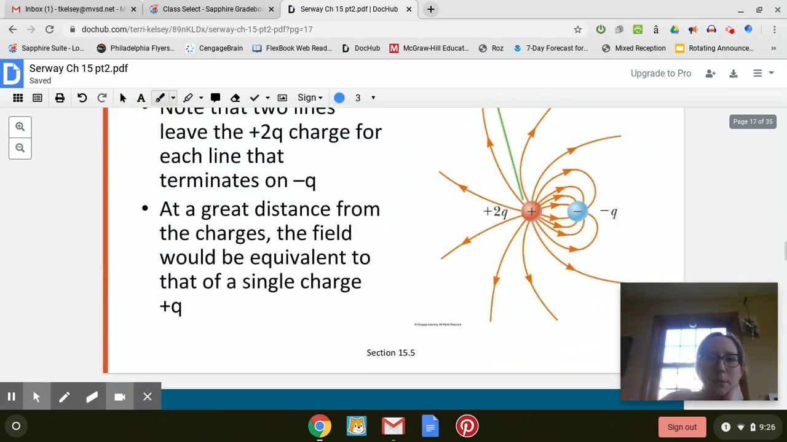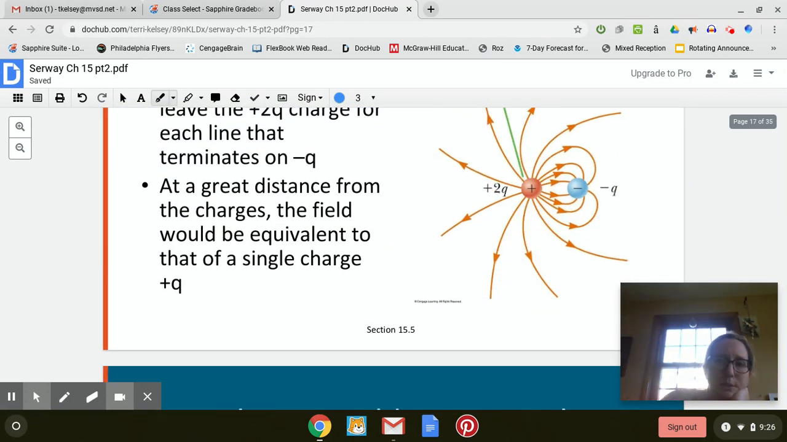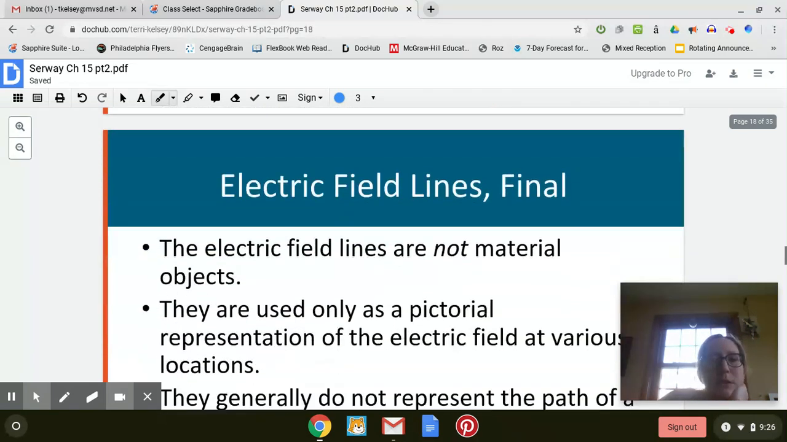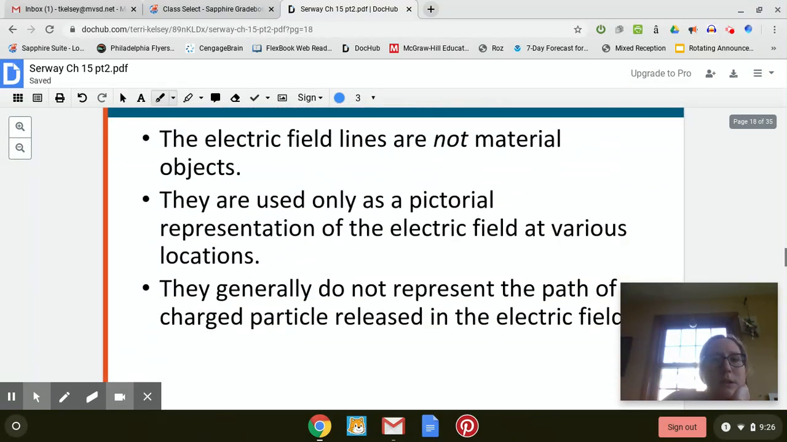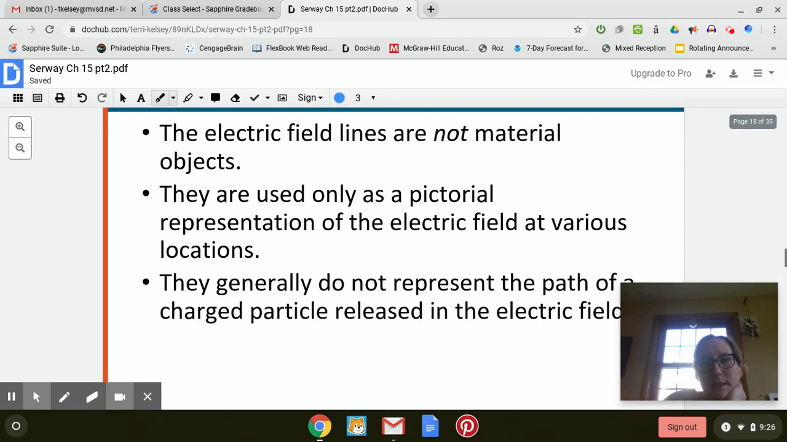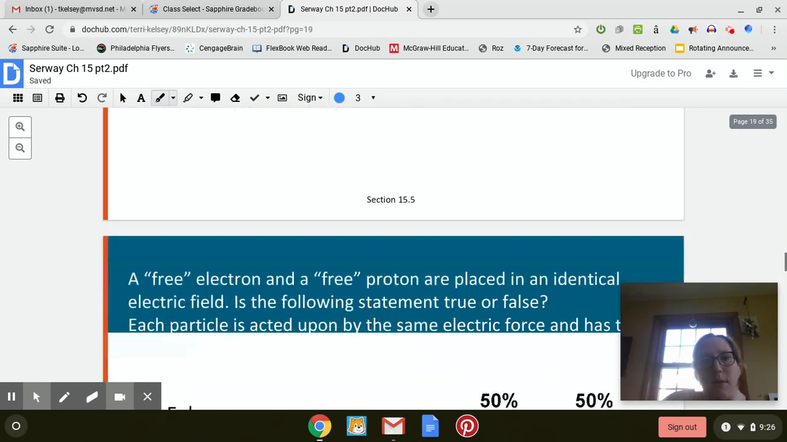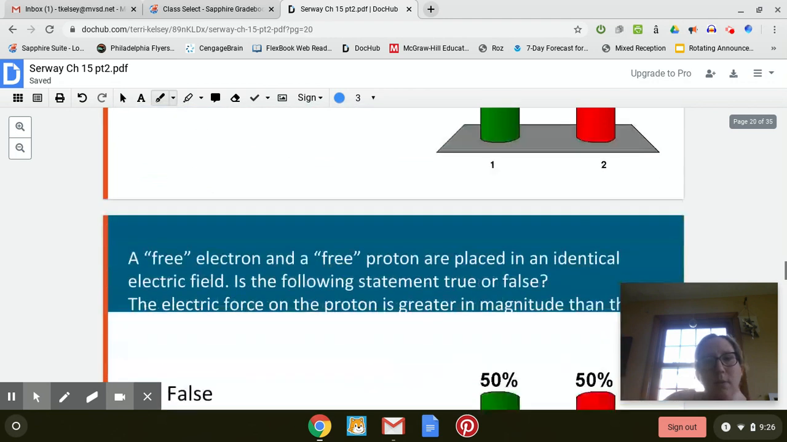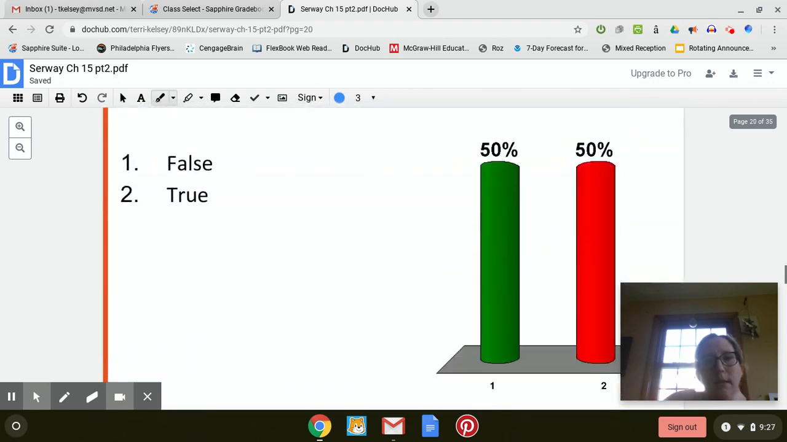Again, we did some of these on the worksheet. Notice how there's twice as many lines coming out of the plus 2Q and fewer lines for the minus Q. The field lines don't actually exist, but they're just there to help us figure out what's going on. There's a review question, a couple of them, I think.